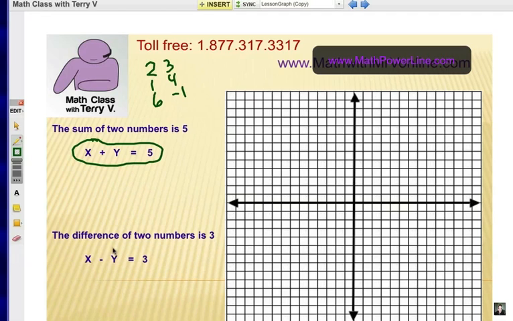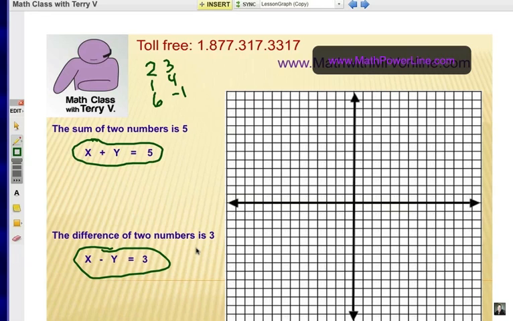But when I pair it with the other idea, that the difference of two numbers is 3, or x minus y is 3, I could guess and check a little bit and come up with a pair of numbers that add up to 5 and subtract to give you 3. That's basically what a simultaneous or system of equations is, a solution set for more than one equation.